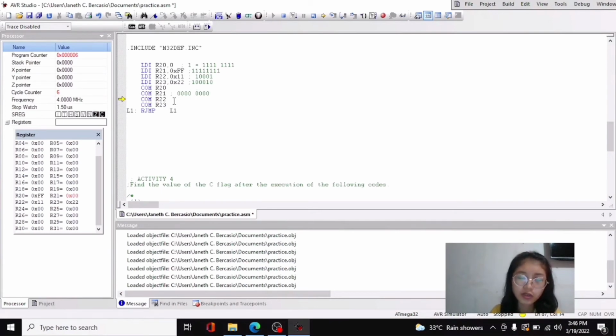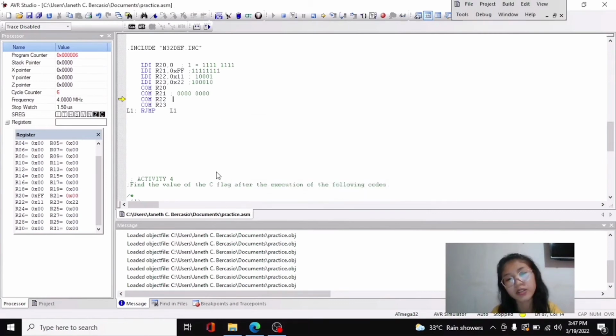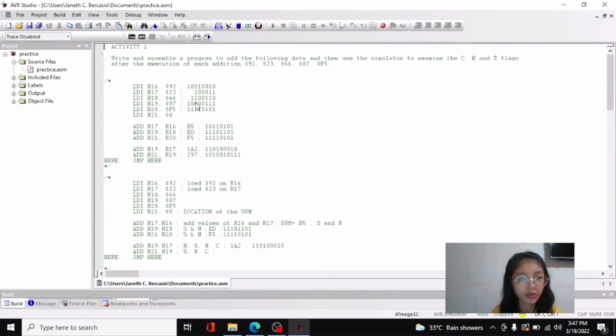So next, to proceed with R22, I will rebuild the project again because I wrote something on the program.